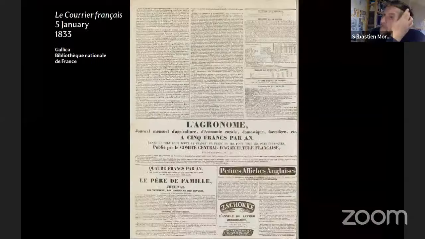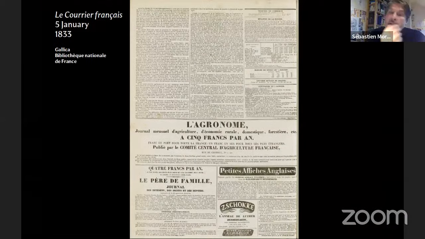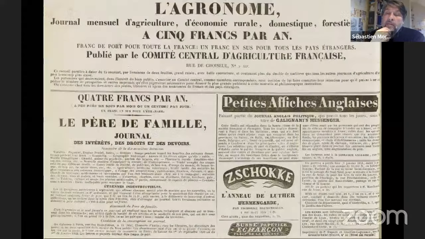So step by step, year by year, you can see there's on the one hand the type ads, and on the other hand the wood engraved ads. And there are many, many creative letter forms that were made in the wood engraved ads. Some of them are quite close to typefaces, like this one, for instance, Petite Affiche Anglaise. And some are more into unknown territory, like this one.